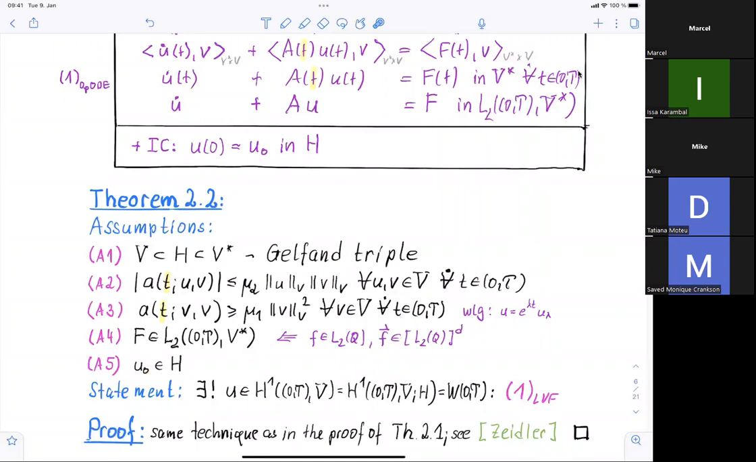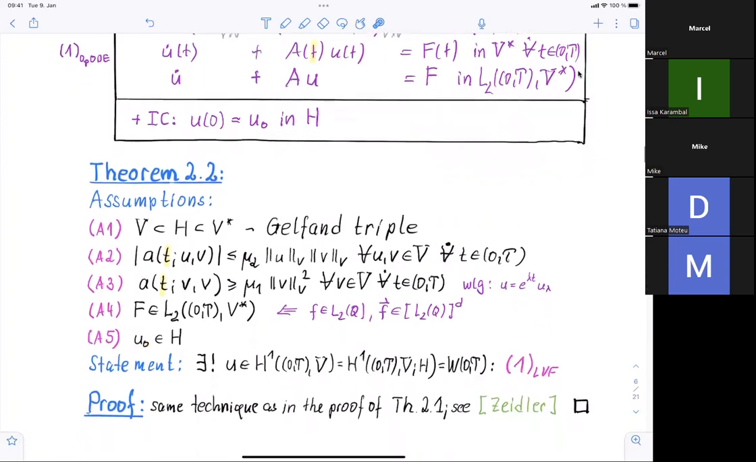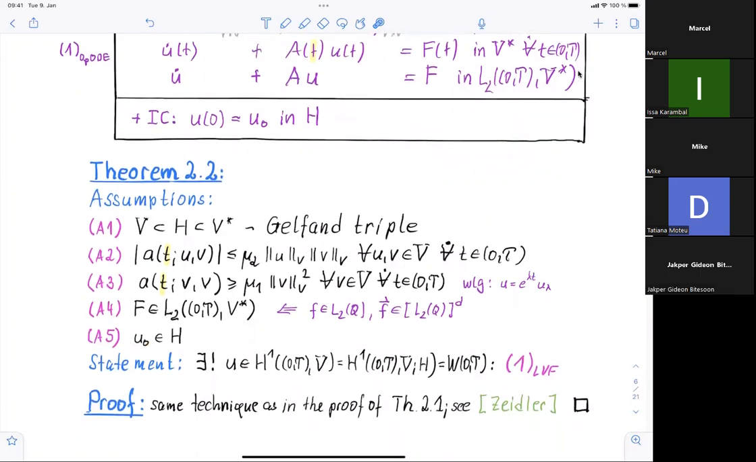Then you have existence and uniqueness in this space, which Lions called the W(0,T) space, such that the line variational formulation is valid. The same technique is used for the proof. You find it, for instance, in Zeidler's book.